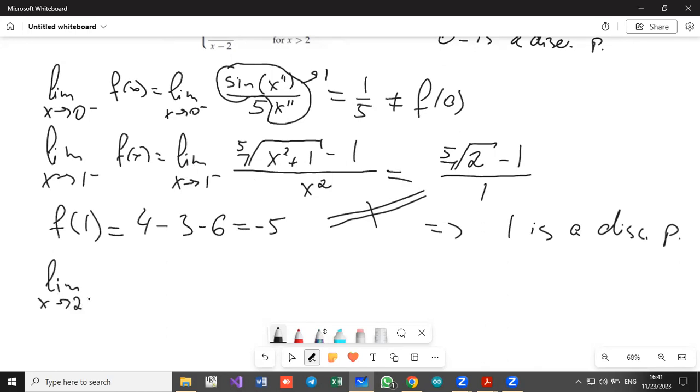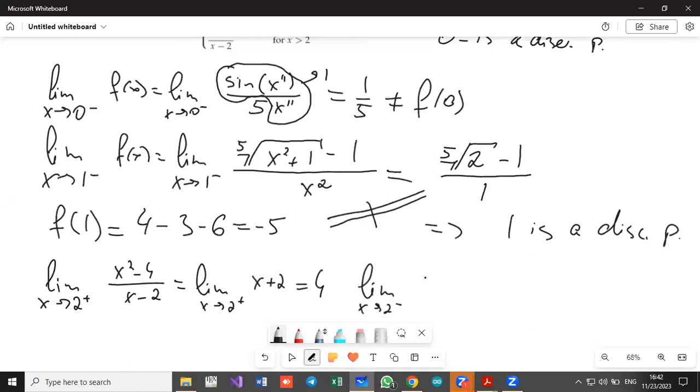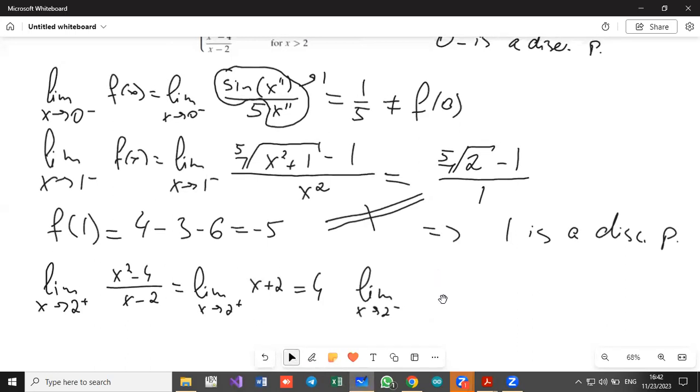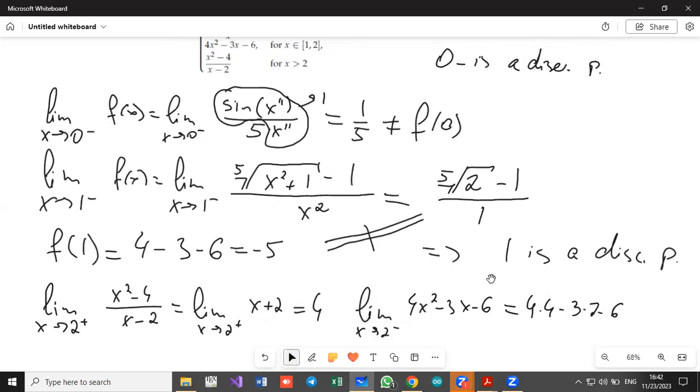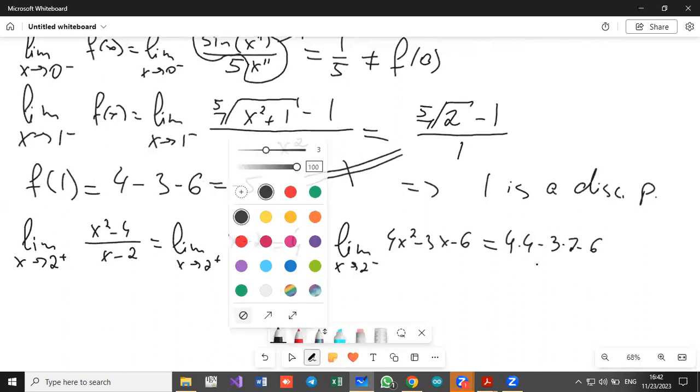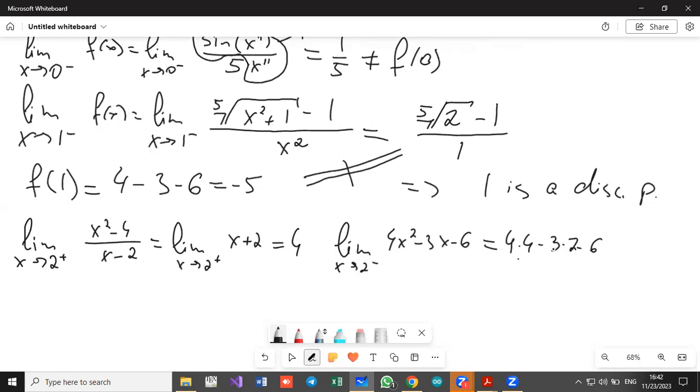So x tends to 2. From the right side, we have x squared minus 4 divided by x minus 2. Its limit as x tends to 2 from the right side is x plus 2, right? x squared minus 4 is x minus 2 times x plus 2. Here it is 4. And what is the limit from the left side? From the left side, what was our function? Yeah, we have this polynomial, 4x squared minus 3x minus 6. So it is 4 times 4 minus 3 times 2 minus 6. Okay, 16 minus 6 minus 6 gives 4.